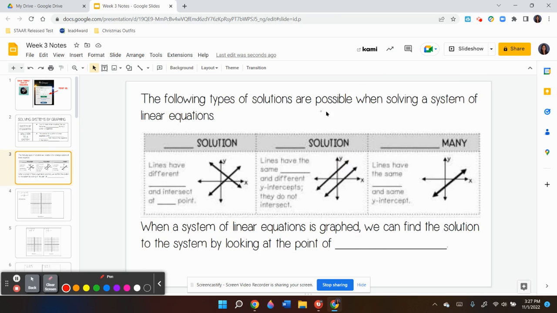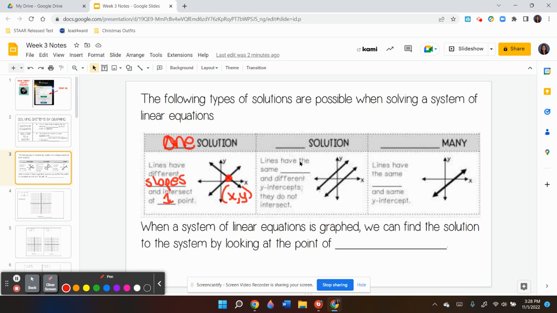The following types of solutions are possible when solving a system of linear equations. The first possibility is going to be one like the one below where they cross and form an x. This is called one solution. One solution means that they cross at exactly one point. These lines have different slopes and intersect at one point. That point of intersection is going to be (x, y).